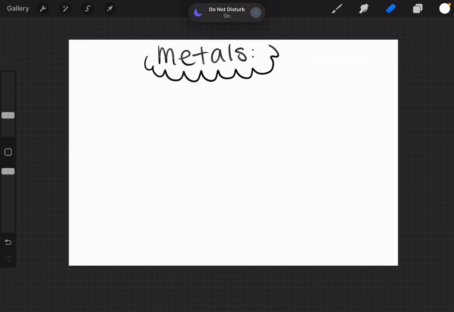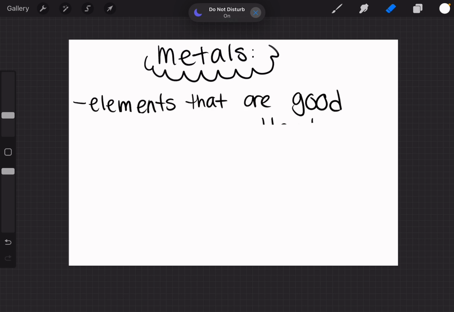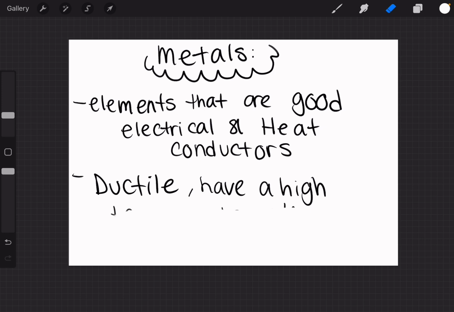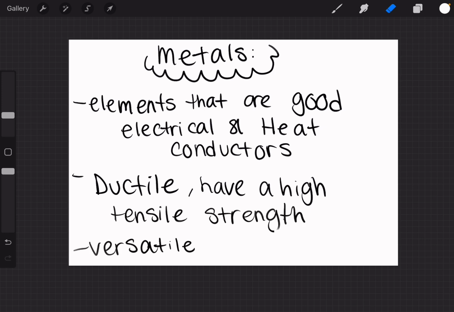There are metals on the periodic table. These are elements that are really good electrical and heat conductors, and they are ductile. They have a high tensile strength, and they are very versatile.